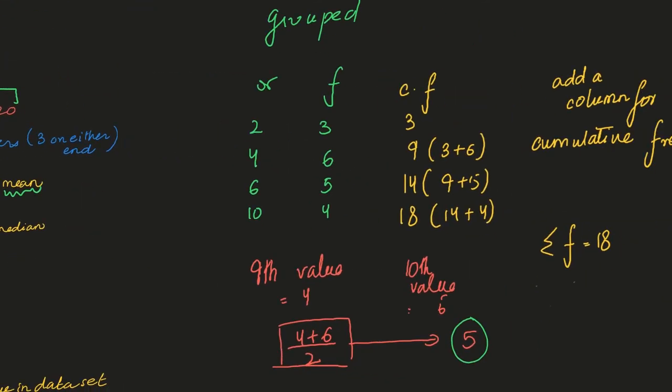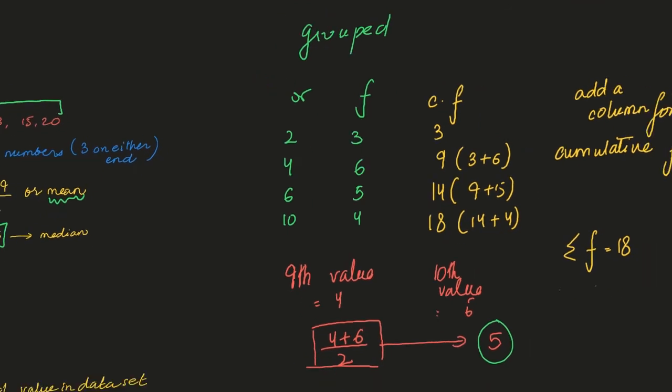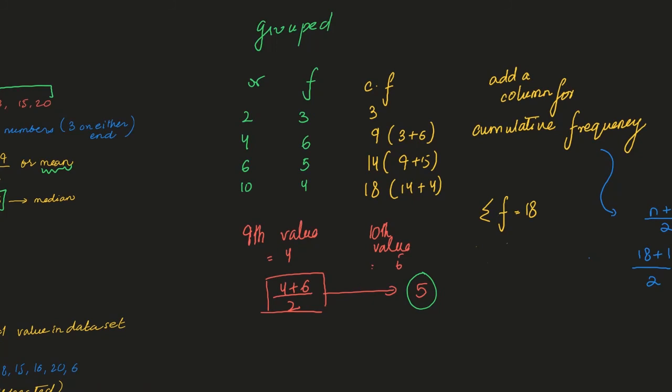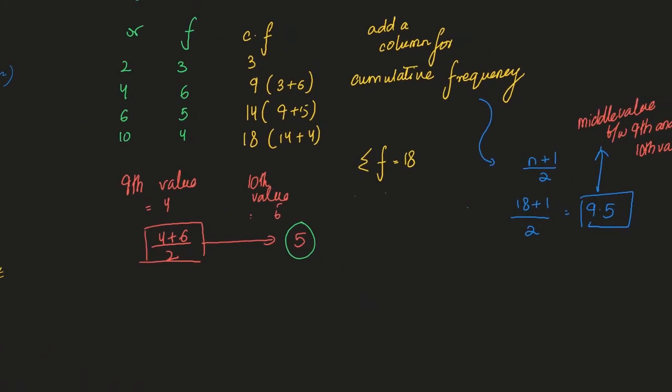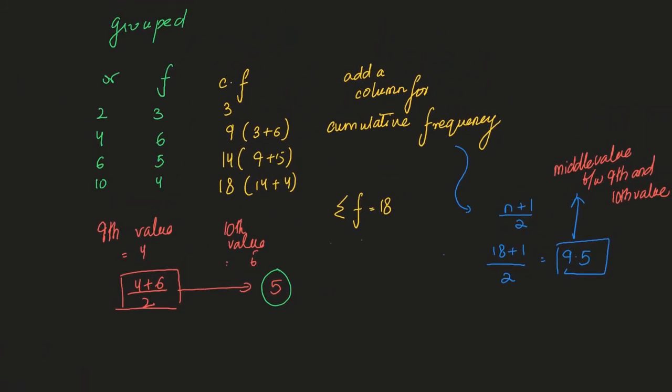Now let's move on to grouped data, right? All right, so here you have the grouped data. Here you have a table where initially what they're just going to give you is this part of the table, the x and the f. So f here is the frequency.